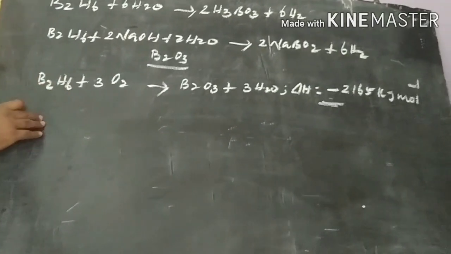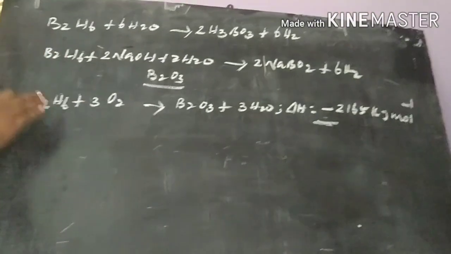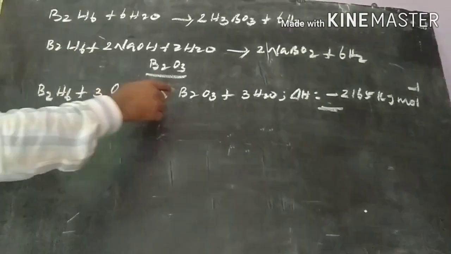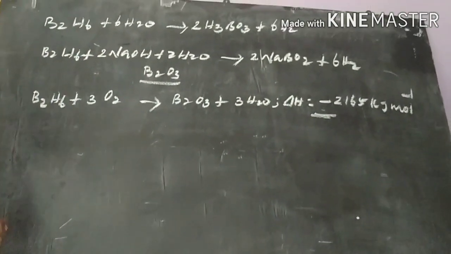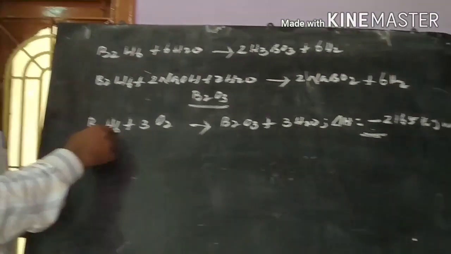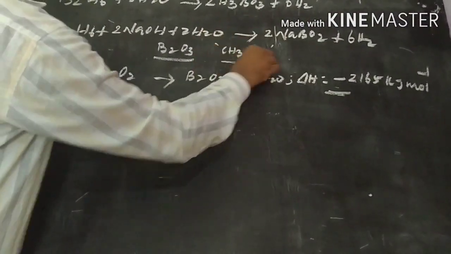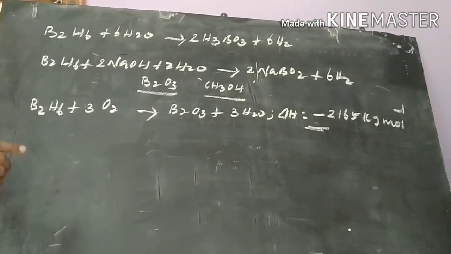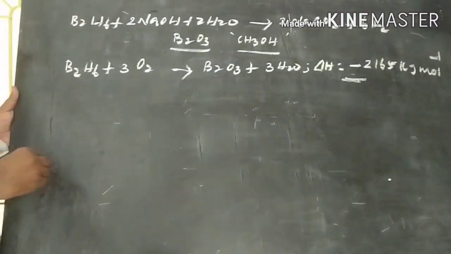So diborane present in the pure state does not react with oxygen or air, but the same diborane in the impure state reacts to give boron trioxide, B2O3. Next, diborane reacts with methyl alcohol, formula CH3OH, to give trimethyl borate.